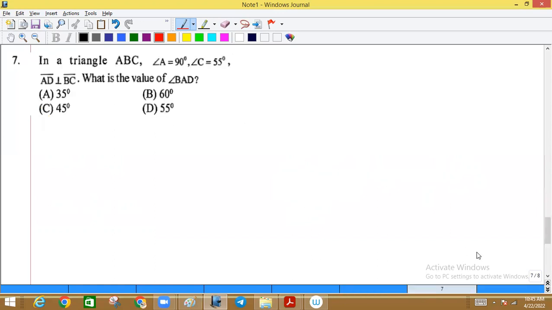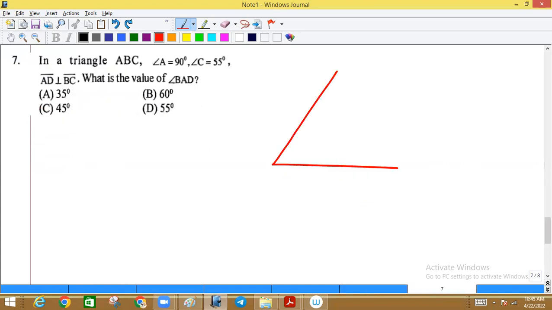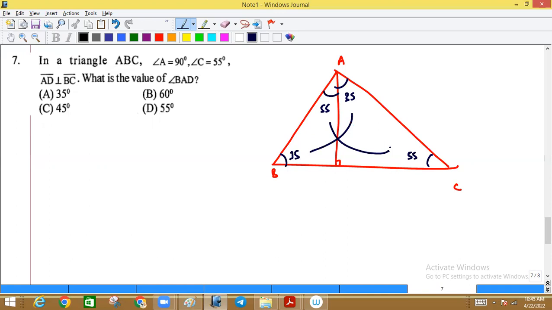In a triangle ABC, angle A is equal to 90, angle C is equal to 55, AD is perpendicular to BC. What do you mean by AD is perpendicular to BC? Is he not drawing a perpendicular on the hypotenuse? Yes or no? When you draw a perpendicular on the hypotenuse, what happens? Look at the angles. Angle C is 55, which means this one is 35. Again, this is 55 because it is 90 degrees. Again, this is 35. Remember, these two angles are always equal.